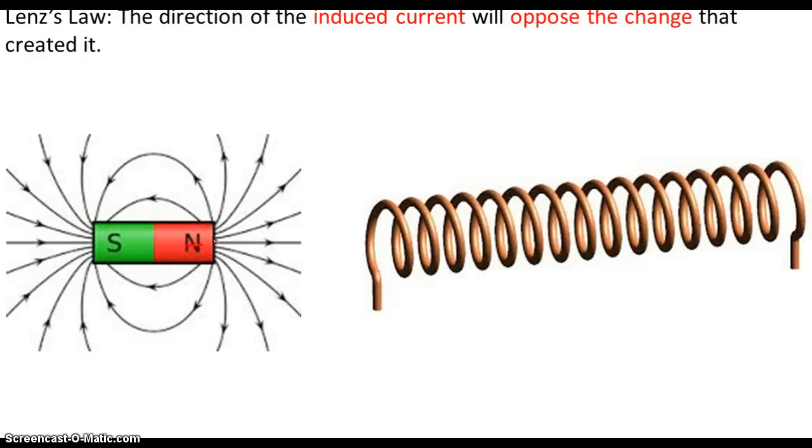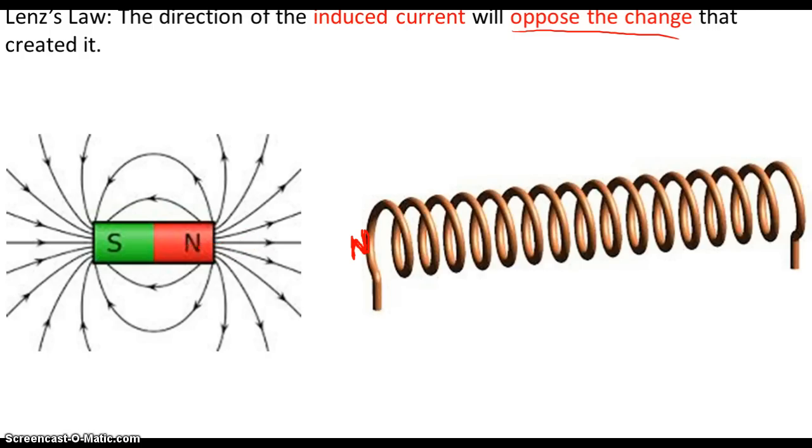So you take this magnet and you put it into the solenoid. You're pushing it to the right here. How do I oppose that change? Well, I oppose that change by making this my north end of the solenoid, right? I've got a north here, and if I want to oppose that change, I should repel. I should push it back, make it harder for you to put that magnet in.